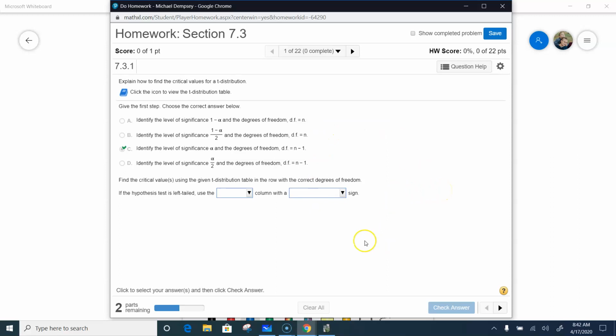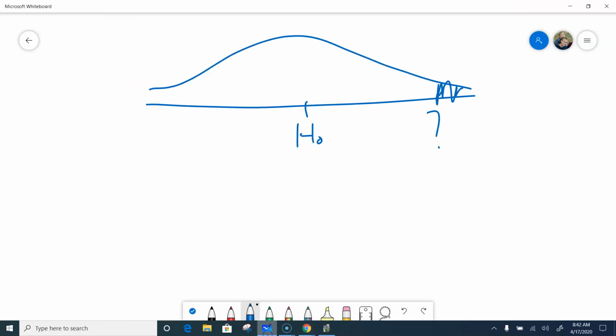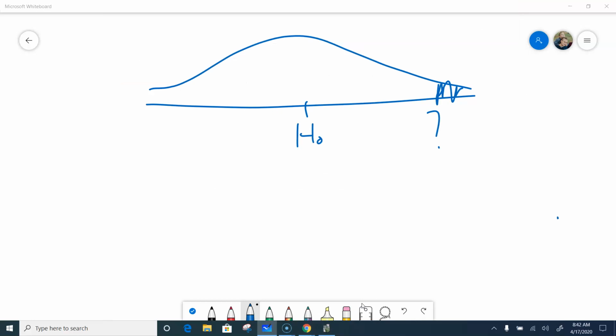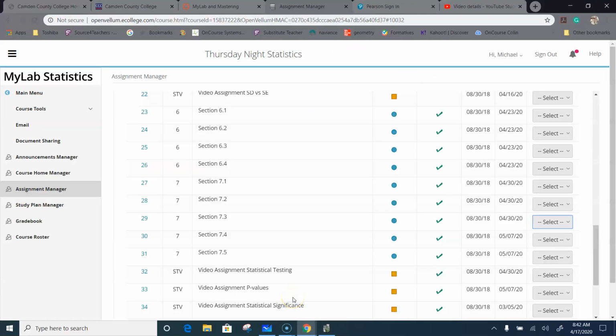So we'll find the critical values for the t-distribution for particular degrees of freedom. If the hypothesis test is left-tailed, use the one-tail alpha with a negative sign. The left tail, remember what they mean by that is when we look at that t-distribution, hopefully I still have this up here.